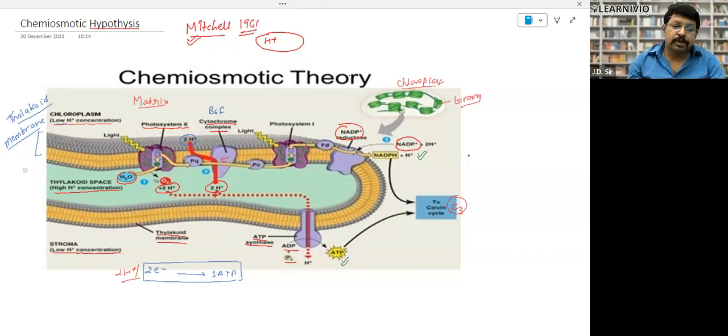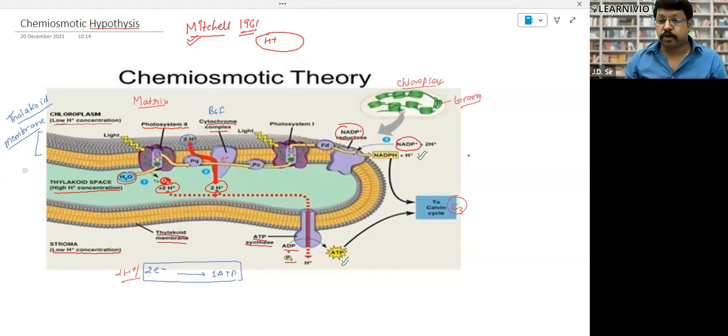Then the electron is transferred to photosystem 2. From photosystem 2, the electron is transferred to plastoquinone. From plastoquinone, the electron is transferred to the cytochrome b6f complex, right? When the electron is passing through the b6f complex, at that time 2 hydrogen ions are pumped in from the outer matrix to inside the lumen of the thylakoid membrane.